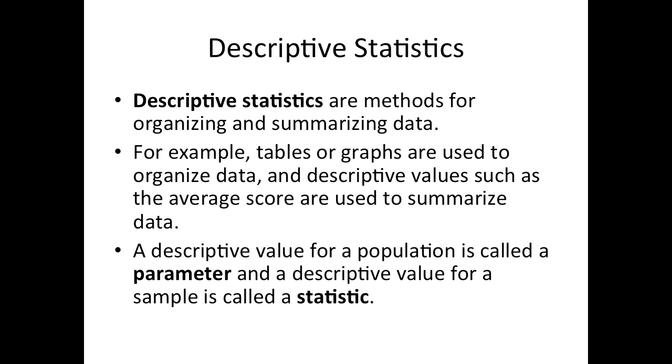So, descriptive statistics are methods for organizing and summarizing data. So tables and graphs, they organize data, but they don't do any kind of transformation to it. And means, medians, modes, summarize it, but you aren't changing anything about the data. So that would fall under descriptive statistics, and then a descriptive value for a population is specifically called a parameter, and the descriptive value for a sample is called a statistic. And that's a good thing to know, the difference between a parameter and statistic.